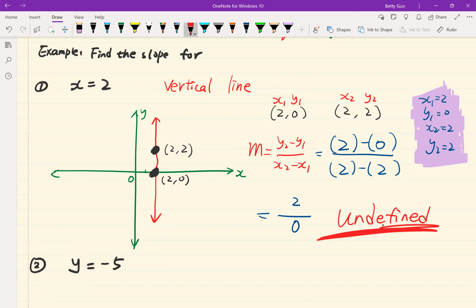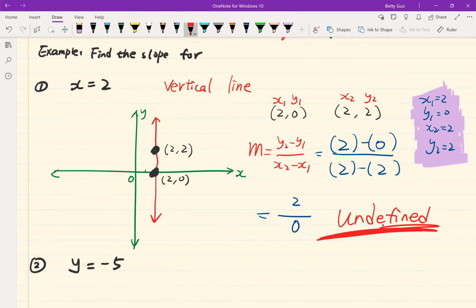The other point that we found, take that, and randomly take that point. You can try other points. For example, you can try 2, 5. It won't matter, because the numerator will always give you a non-zero number.